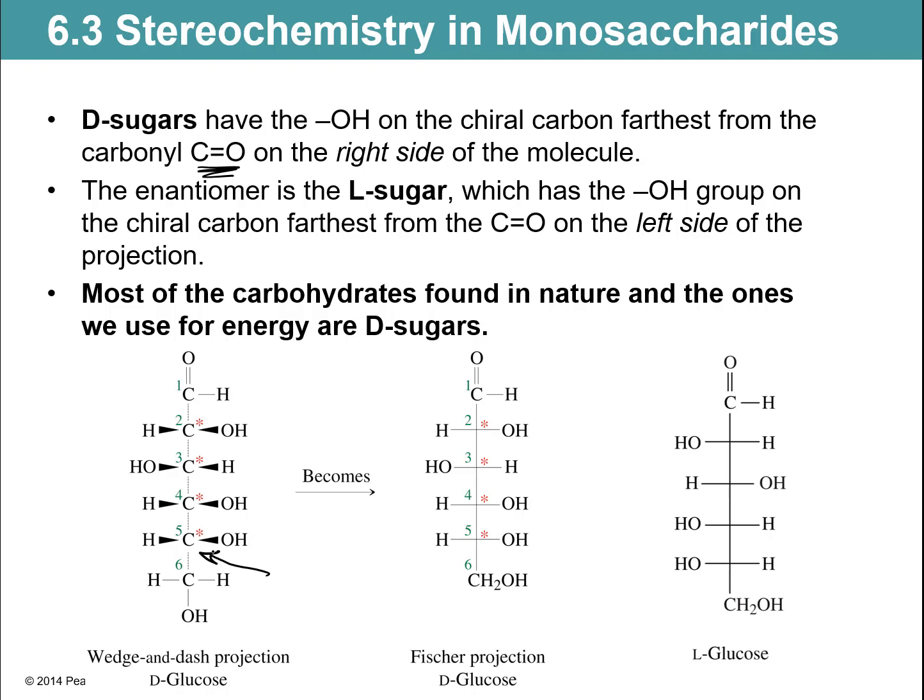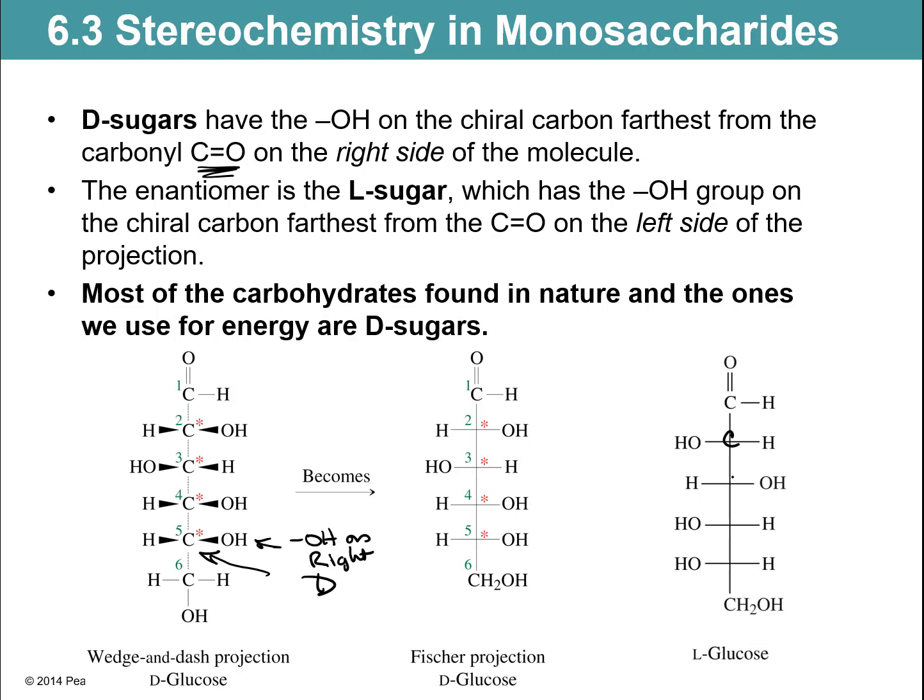If the hydrogen is on the left and the alcohol group is on the right, they call that D. So if the OH is on the right, it's D. They call it the D form, so this is D-glucose. So look at the one over on the opposite side.